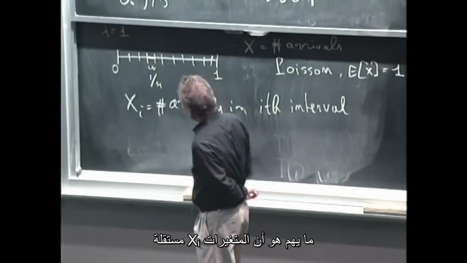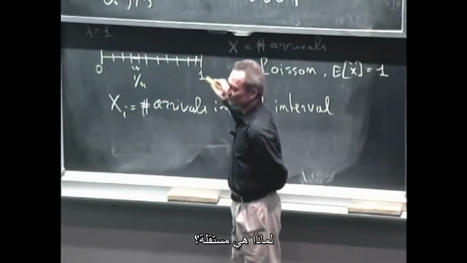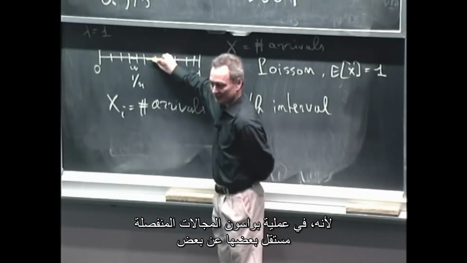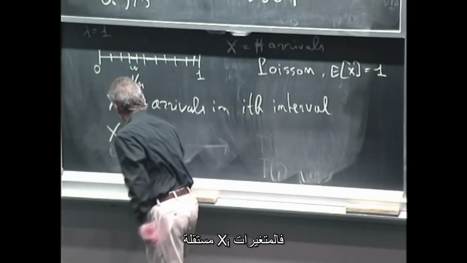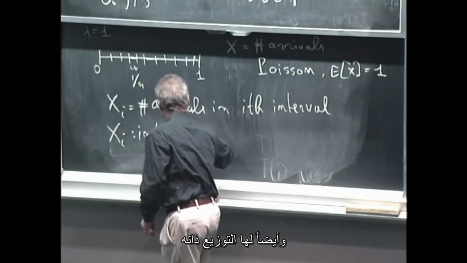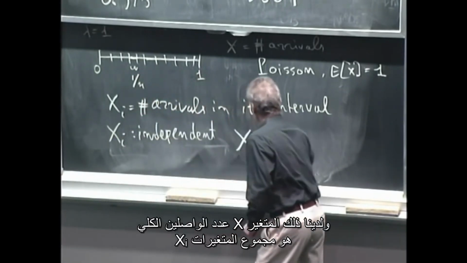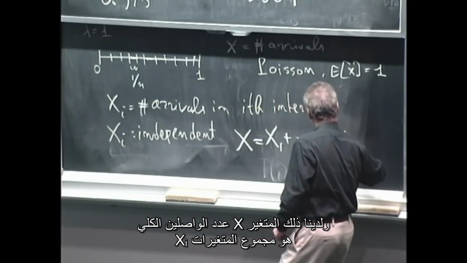What matters is that the xi's are independent. Why are they independent? Because in a Poisson process, these joint intervals are independent of each other. So the xi's are independent. And they also have the same distribution. And we have that x, the total number of arrivals, is the sum of the xi's.